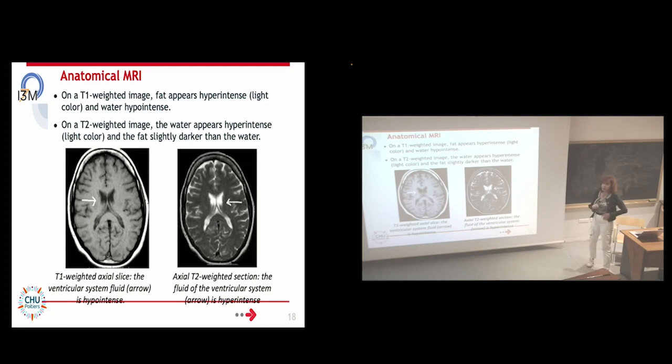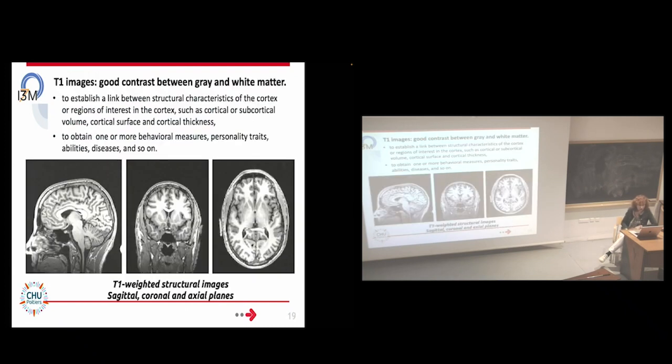In fact, for T1, you can see that the hypo signal is given for water, and at the opposite, in T2, the water is in hyper intensity. So here you have different T1 weighted images with the three plans, sagittal, coronal, and axial. And T1 is really dedicated to have shape metrics, shape characteristics, like cortical surface, like cortical volume or thickness.